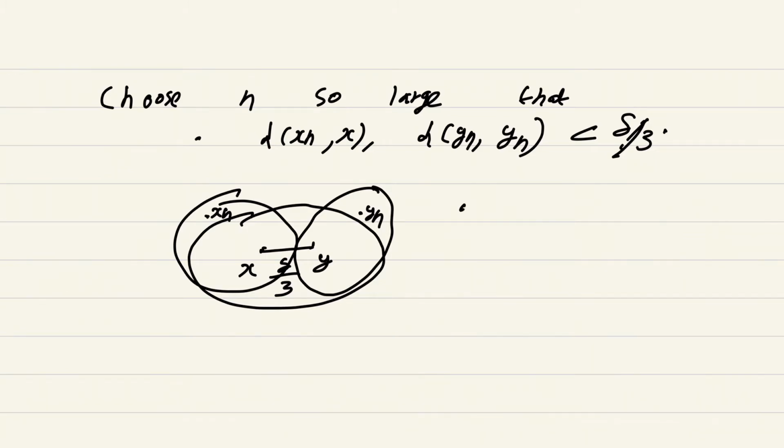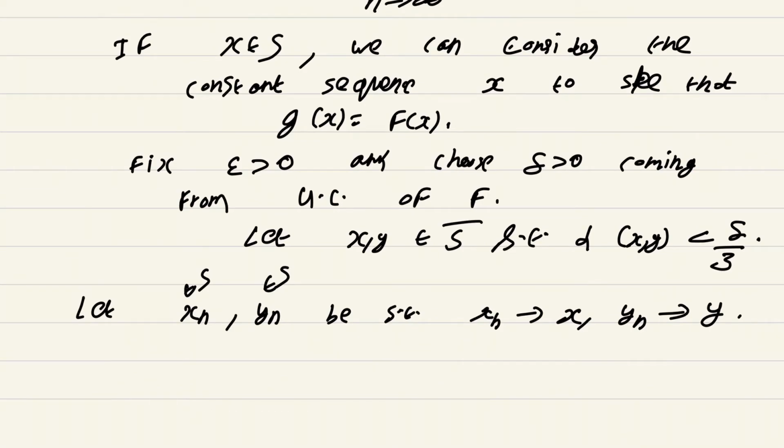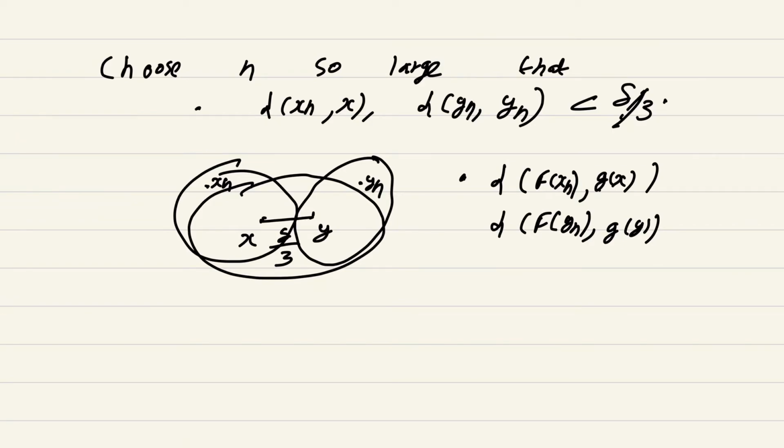Second step is d(f(xn), f(x)) and d(f(yn), f(y)). Sorry, there's a slight mistake here. f of y doesn't make sense. This is g of x and this is g of y, because x and y are coming from S closure. Let me just check whether I have not made a mistake here. Yes, x and y are coming from S closure. So you cannot really say f of x and f of y. That doesn't make sense.